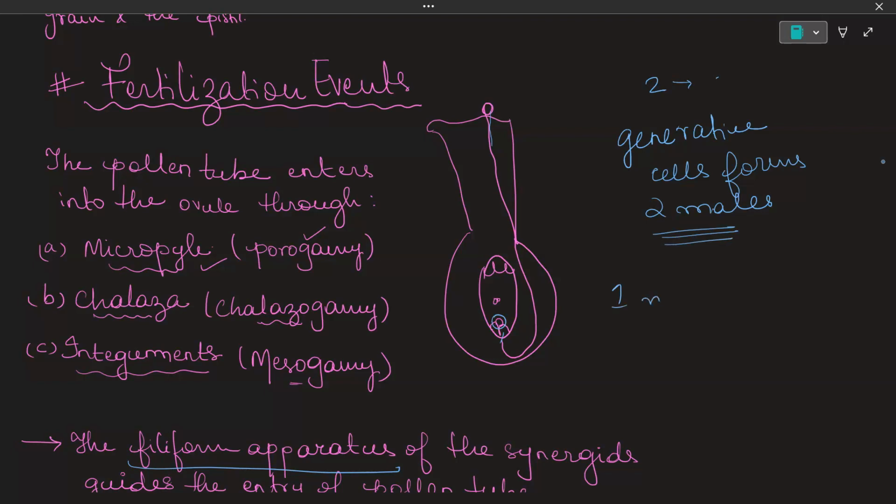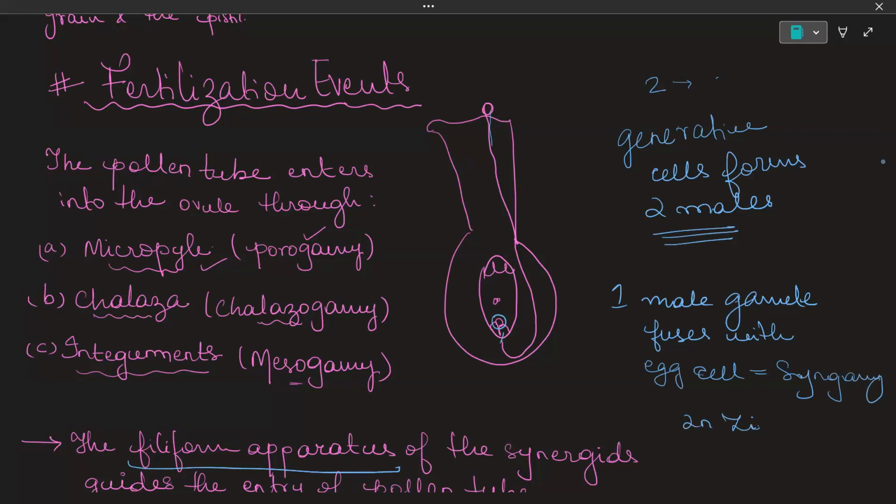When one male gamete fuses with the egg cell, this process is known as syngamy. And after this fusion, a diploid zygote is formed, a 2N zygote. But what about the other male gamete? The other male gamete would go and fuse with the polar nuclei.